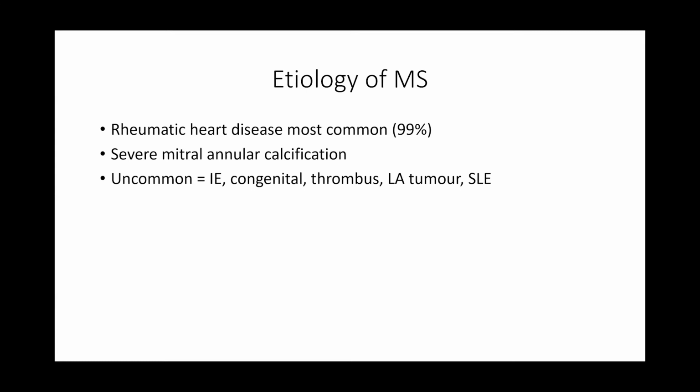So 99% of the time it's rheumatic heart disease which is the cause of mitral valve stenosis. The second most common is degenerative mitral valve disease, and the main mechanism in that is annular calcification. Other uncommon causes are infective endocarditis, sometimes congenital, thrombus, some left atrial tumor like myxoma, and lupus can also cause that.